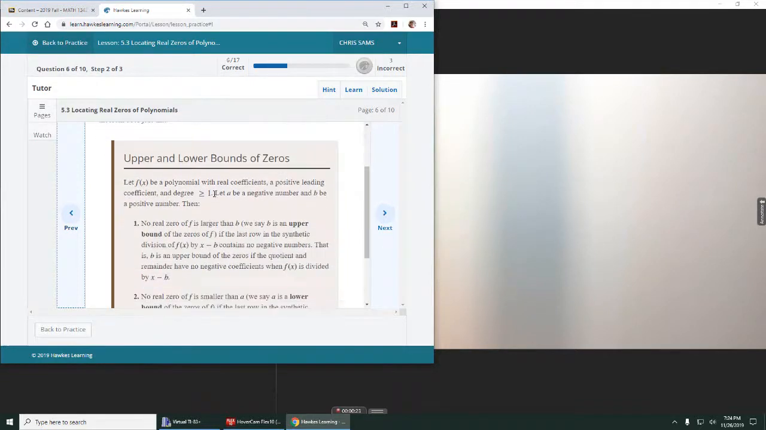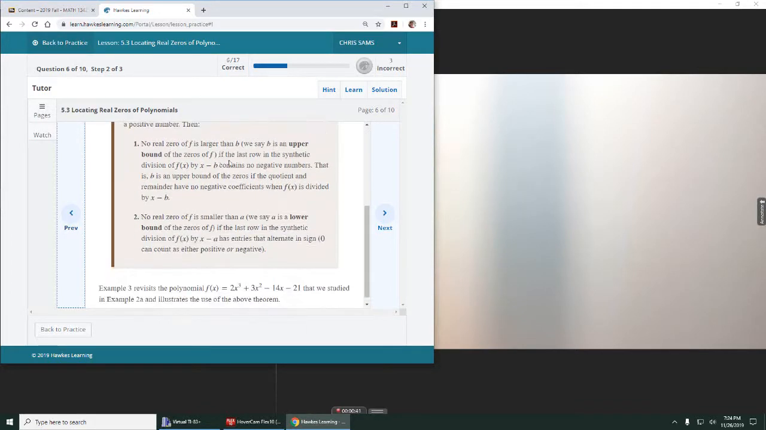So what we have to have is our polynomial. We have to have a positive leading coefficient, and the degree has to be greater than 1. A is a negative number, B will be a positive number that we pick, and it says no real zero is larger than B, which is going to be the upper bound, which is what we're going to find, if, when we do synthetic division with this number B, the quotient, so the last row, will have no negative coefficients.